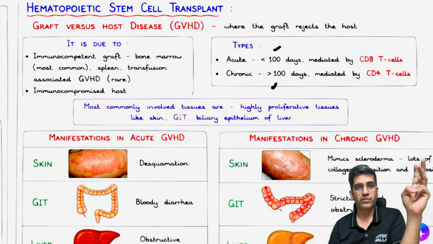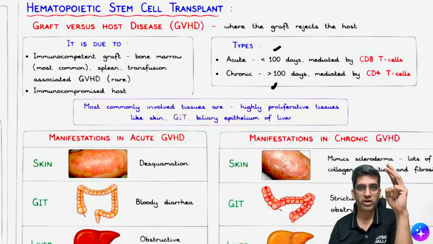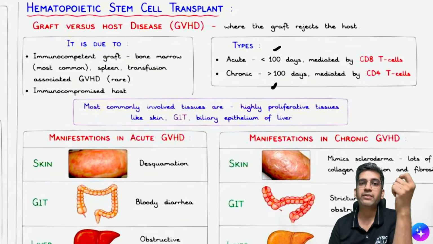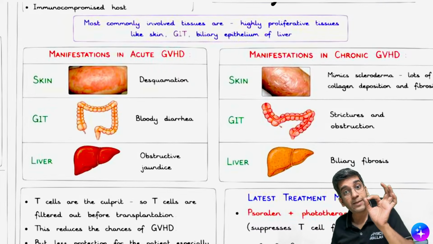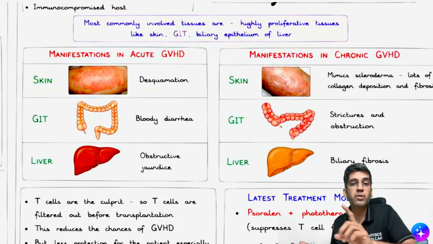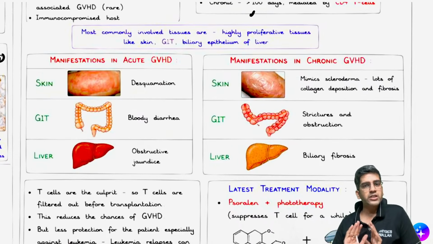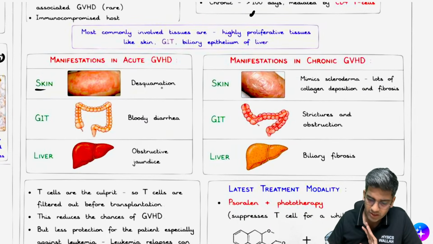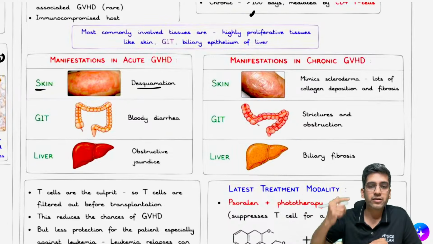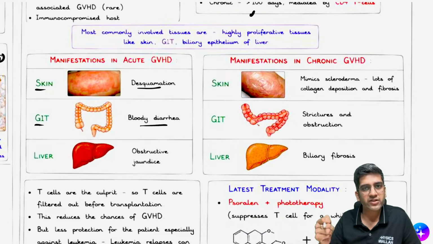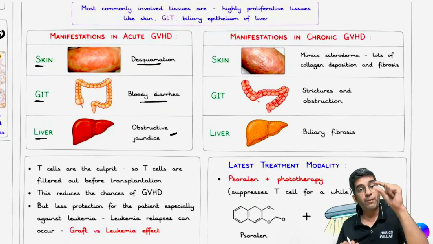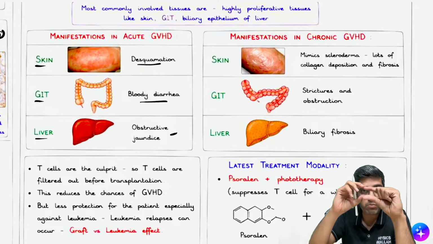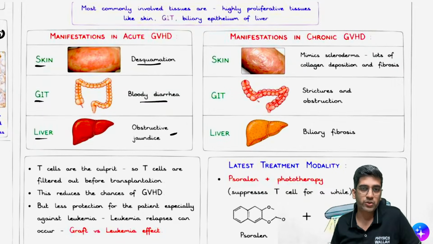In both of them, acute as well as chronic, it affects only 3 important cells. The easiest way to remember is, wherever I have fast dividing epithelium, it gets affected. GIT, fast dividing; skin, fast dividing; and the biliary epithelium of liver is fast dividing, right? So in all these places, we have GVHD. In skin, you have desquamation in acute, it will be peeled. GIT, bloody diarrhea or dysentery, again the entire GI epithelium will be gone. And in liver, obstructive jaundice, because the biliary epithelium will be destroyed, it will block the biliary tract and cause obstructive jaundice, right?